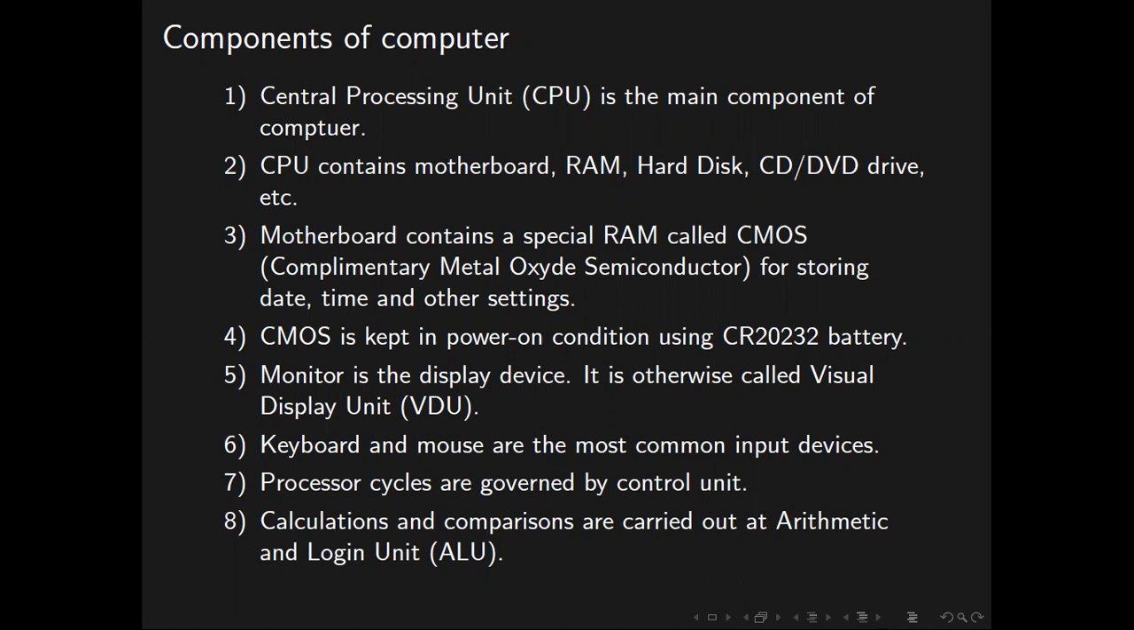The main component for a computer is which one? The central processing unit or the CPU, the box, because it runs everything. The show is managed by the CPU, and the display is given on the monitor or projector or LED or LCD panel. Input is taken through either the mouse or the keyboard, or any other device. Then the CPU contains the motherboard, RAM, hard disk, CD or DVD drive, etc.